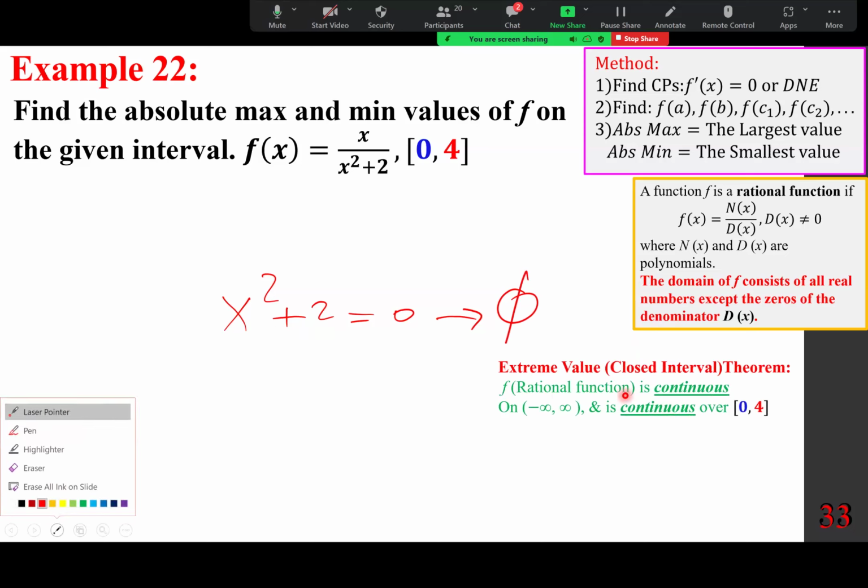f is a rational function which is continuous from negative to positive infinity. Normally that doesn't happen. You set this equal to 0 and you exclude that, but it didn't happen here. Therefore, it makes it continuous in the given interval of 0 to 4. First, you have to discuss that.